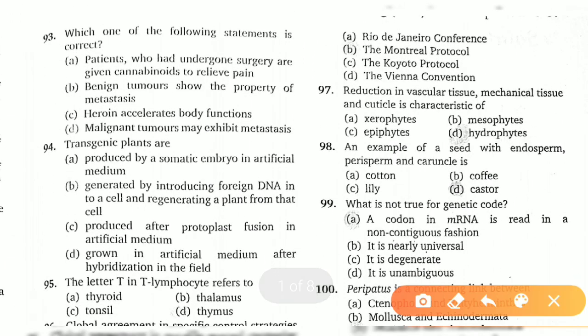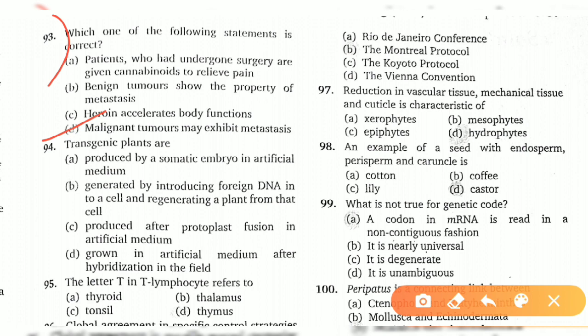Now, 93rd question. Which one of the following statements is correct? Options are patients who undergo surgery are given cannabinoids to relieve pain. Benign tumor shows property of metastasis. Heroin accelerates the body functions. Malignant tumor may exhibit metastasis. The answer is malignant tumor may exhibit metastasis.